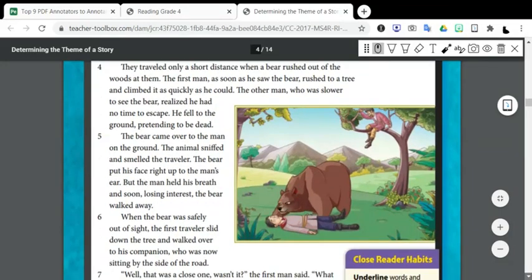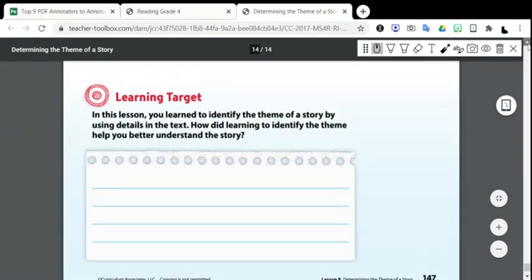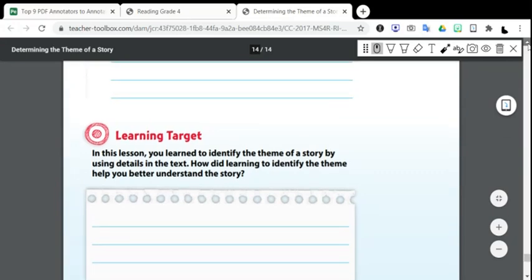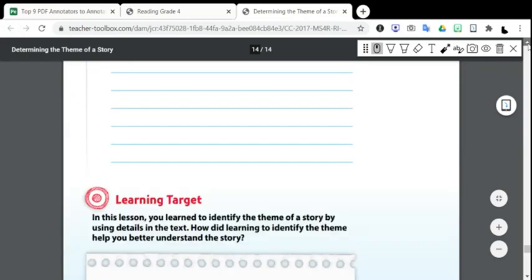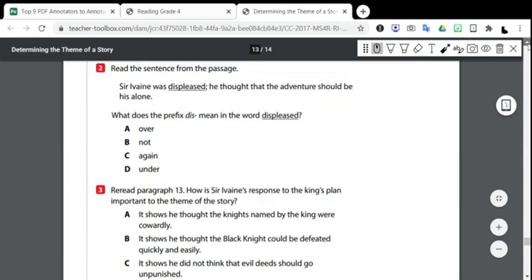The Two Travelers. Two men planned a trip that would take them through wild, lonely country. They promised that if they met with any danger, they would stand by each other. "To the end," said the first man. "To the end," said the second man. They traveled only a short distance when a bear rushed out of the woods at them. The first man, as soon as he saw the bear, rushed to a tree and climbed it as quickly as he could. The other man, who was slower to see the bear, realized he had no time to escape. He fell to the ground, pretending to be dead.